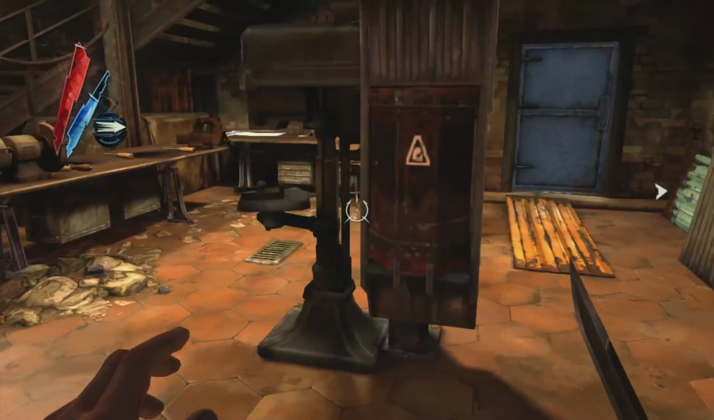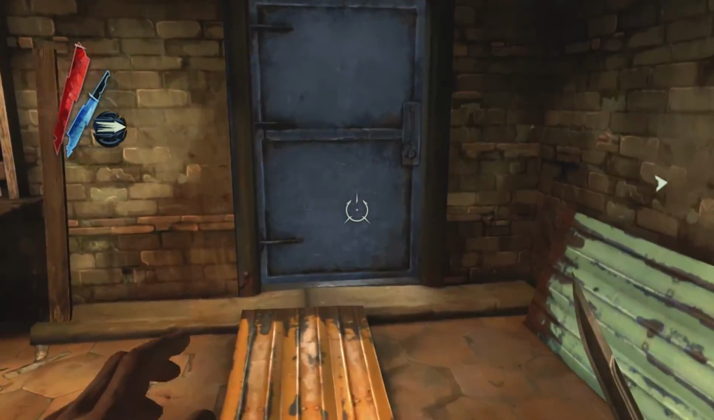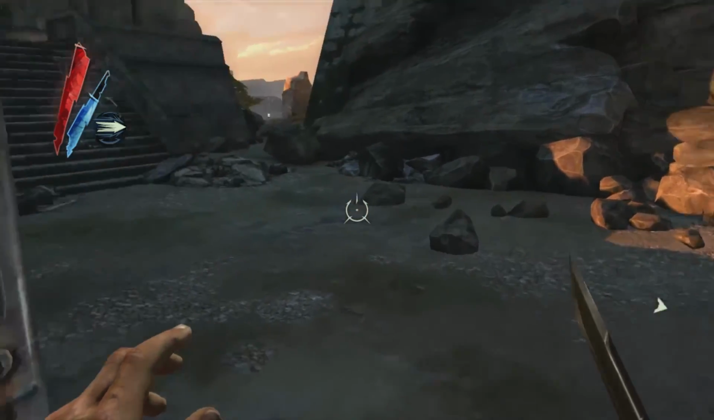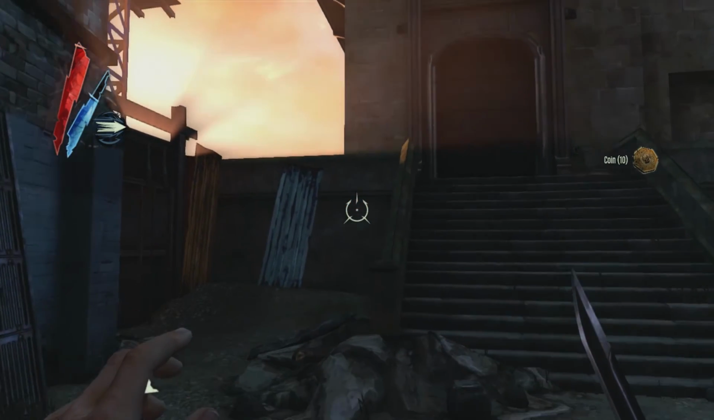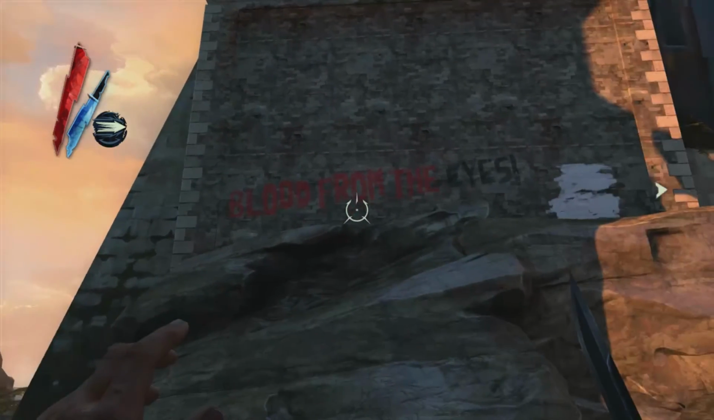Okay, so we've pretty much covered all of Piero's lab. Grab a little copper wire. Not much left to scrounge around here.